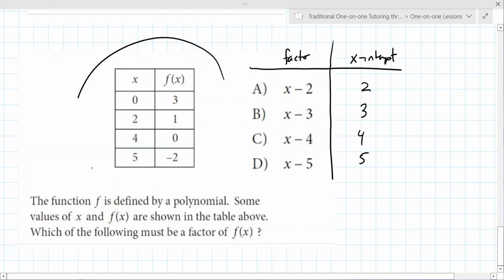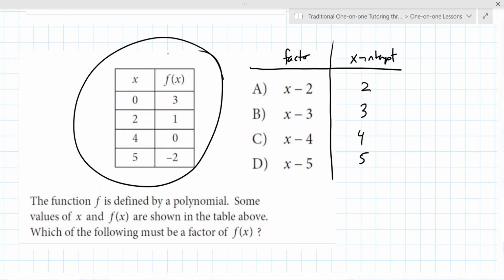Okay, so now look at this table and decide which has an x-intercept that matches, or figure out where the x-intercept is on this table and match it up with the factor on the right. Letter C. Yes.